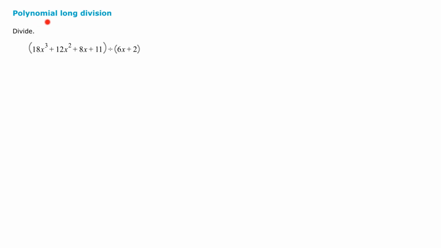We're going to do some polynomial long division. We're going to take this cubic polynomial and divide by this binomial, 6x plus 2. Let's put the divisor out. And we're going to put 18x cubed plus 12x squared plus 8x plus 11.